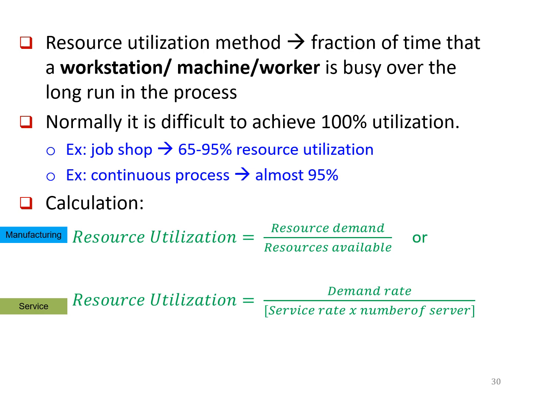For the manufacturing operation, the resource utilization is calculated based on the formula of resource demand over resource availability, while for the service kind of operation, the resource utilization is calculated as demand rate over the service rate times number of servers. So let's see an example of how these indicators work.